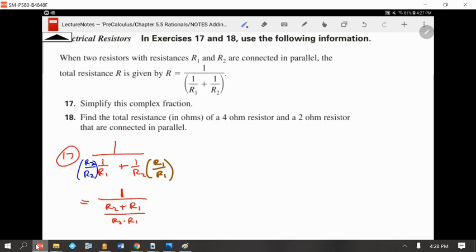But now I'm dividing, so I'm dividing this whole thing. We talked about this in the last unit. Complex fractions also involve what we did previously in that you're dividing, so you have to multiply by the reciprocal. So what's the reciprocal of R2 plus R1 over R2 times R1? That would be R2 times R1 over R2 plus R1.